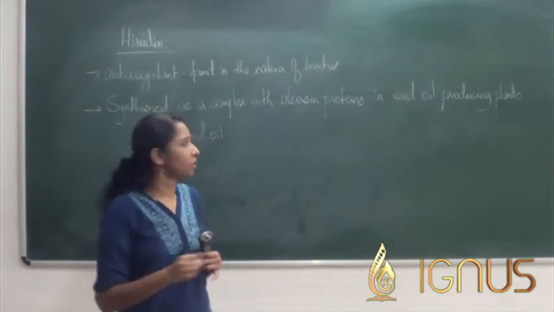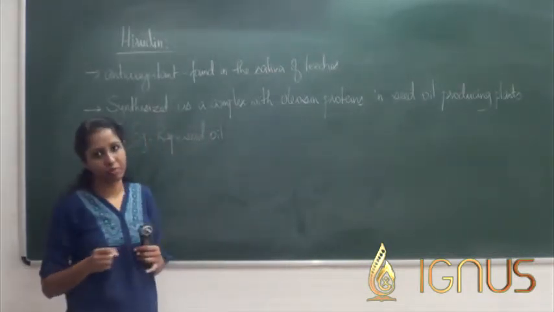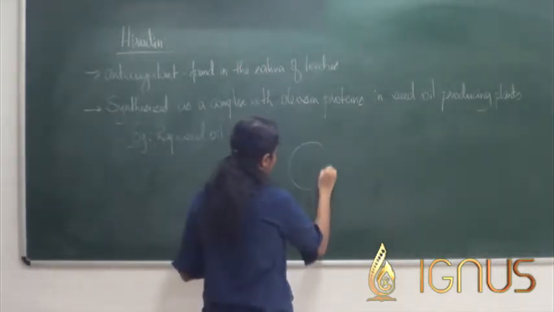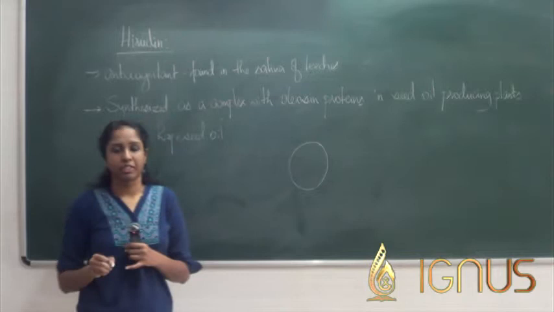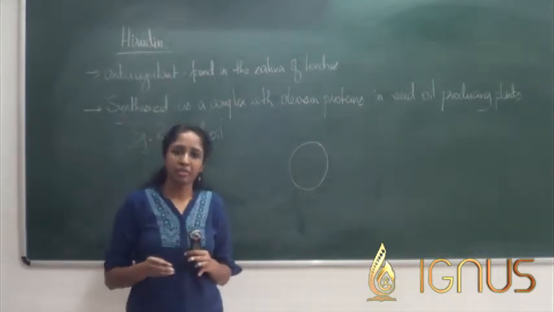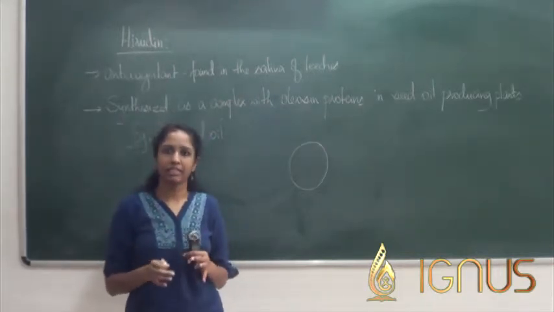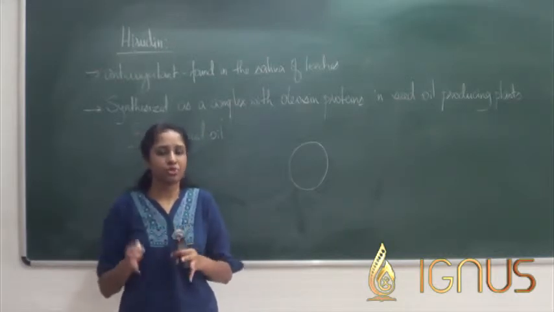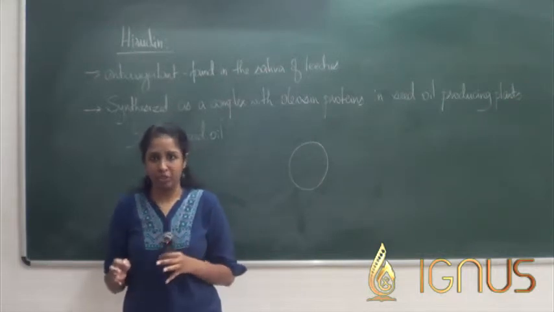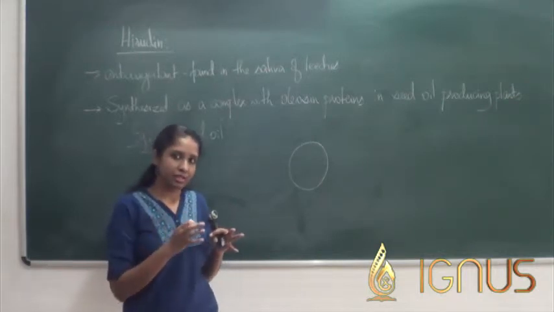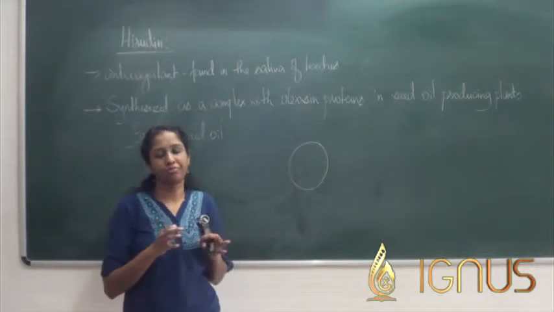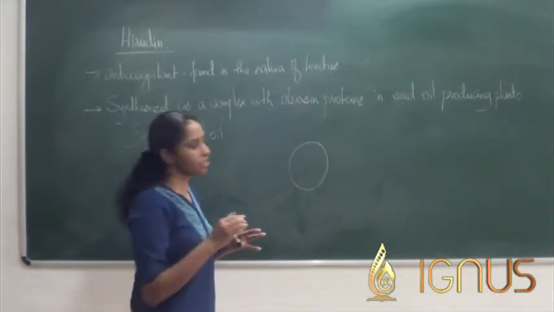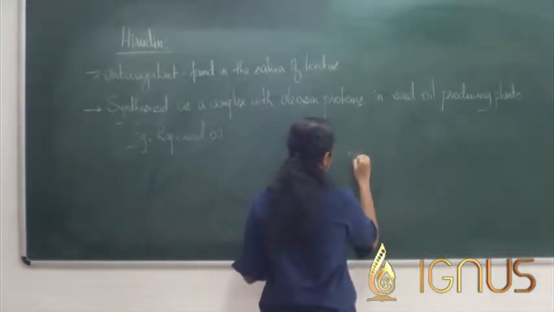Now it is synthesized as a complex with oleosin protein in any oil producing, specifically seed oil producing plants. Oleosin is a structural protein of oil bodies, or lipid droplets. If you think of mammals, they store fats in the form of adipose tissue. So adipose tissue is the storage for fats in case of mammals. For plants, the storage of fat occurs in spherical structures known as oil bodies or lipid droplets.